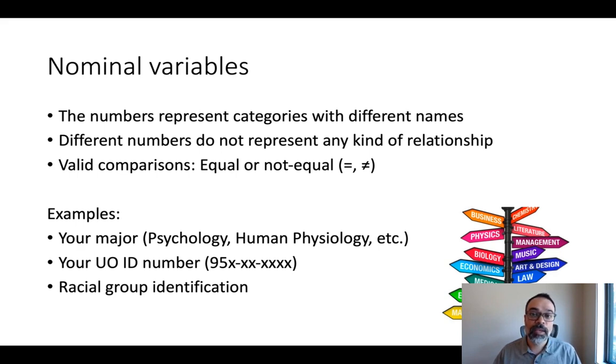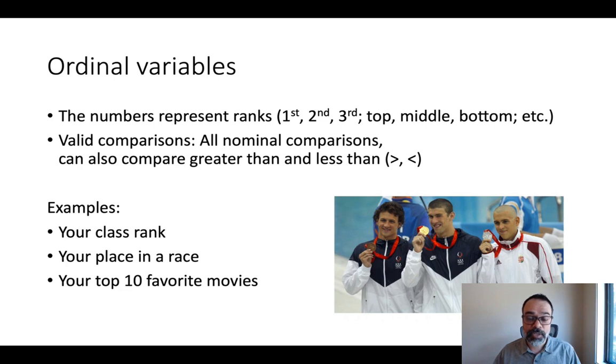Okay. The second scale of measurement that I'm going to talk about is ordinal measurement. With ordinal measurement, we've assigned numbers to objects or events, but now the numbers represent ranks. By ranks, I mean things like first, second, third, or top, middle, bottom. With ordinal variables, we can make all of the same comparisons as we could with nominal, which is really just equal or not equal. But in addition, with ordinal variables, we can also compare greater than or less than.